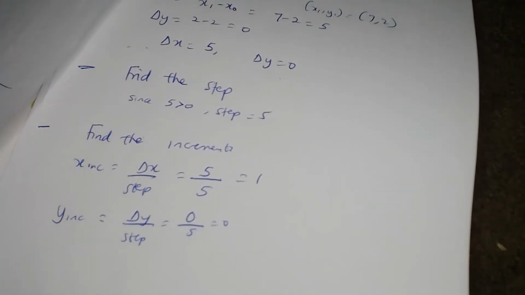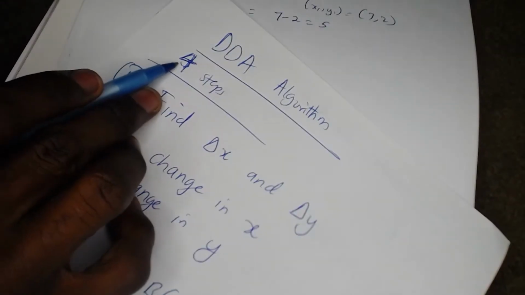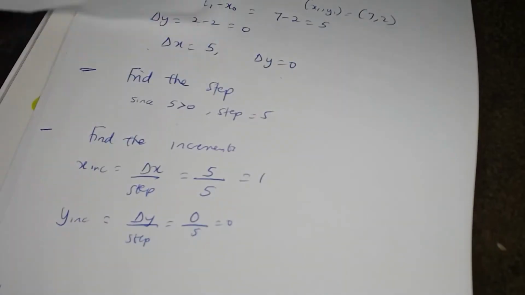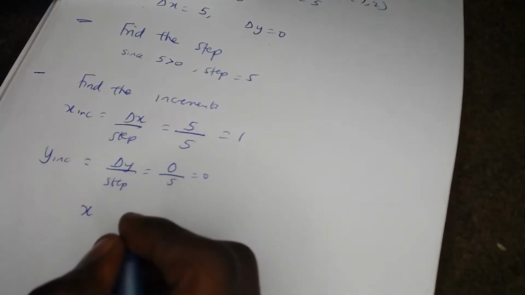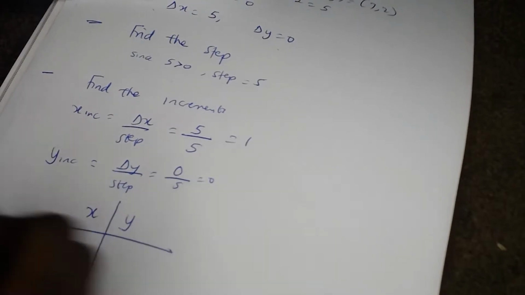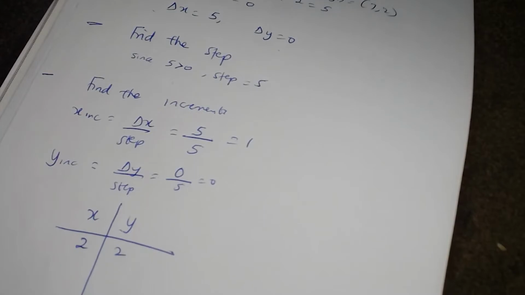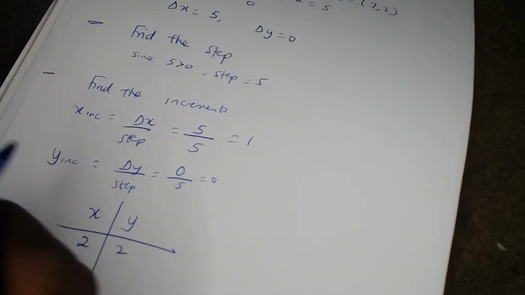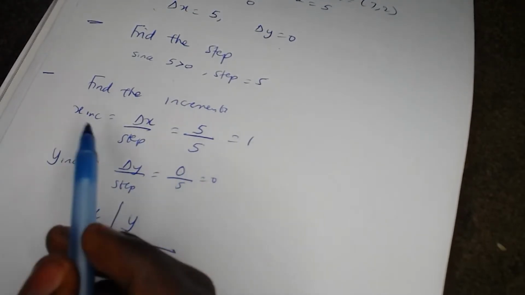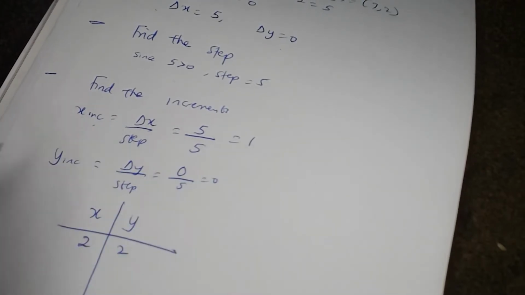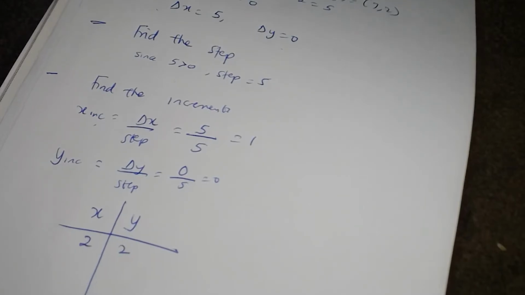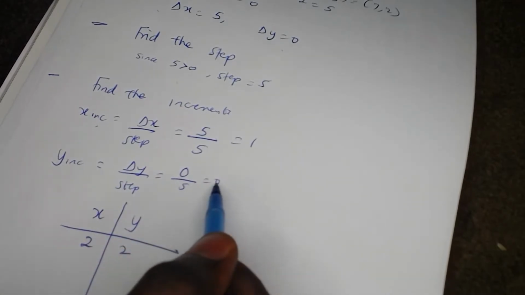Once you've completed these 3 steps, the next thing you need to do, because I mentioned that there are 4 steps, is the fourth step, which is to draw a table. So I'm going to show you how to draw the table. Since we have just x and y, the initial value of x and y is (2, 2). Now, the x increment is 1 and the y increment is 0, which means that to go to the next value of x, you need to keep adding 1 to the previous value of x. To go to the next value of y, you don't need to add anything because the y increment is 0.